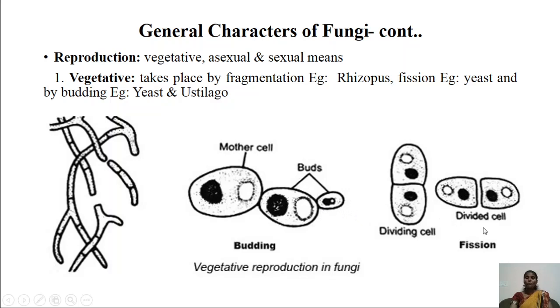And coming to fission, it is nothing but a dividing cell. The mother cell divides into equal proportions of cytoplasm and nucleus, and a constriction appears. This constriction extends and the cell gets separated into two daughter cells, which have the capacity to develop into new cells.